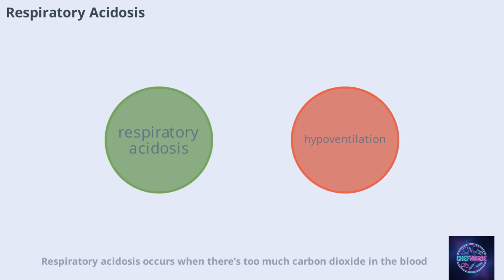Respiratory acidosis occurs when there's too much carbon dioxide in the blood, usually due to hypoventilation. ABG findings include low pH and high PaCO2. Causes include COPD, respiratory depression, or airway obstruction. For the NCLEX, know the symptoms such as confusion and drowsiness and the appropriate interventions like improving ventilation.